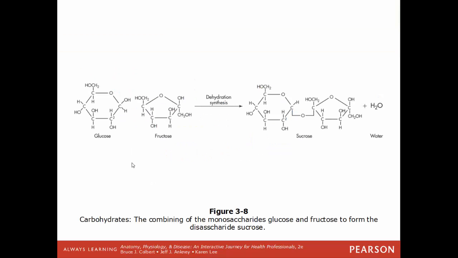Okay, here you have two monosaccharides being joined together, glucose and fructose. That's this one sugar unit. That's the second sugar unit. When they're joined together, you're forming a disaccharide because there's two units, forming one sucrose compound, which is a disaccharide, and also water.